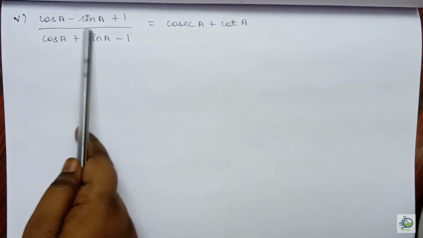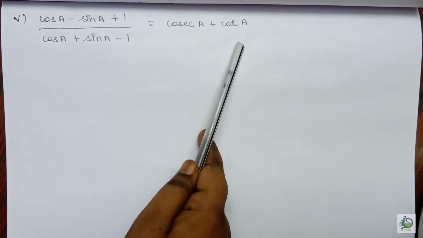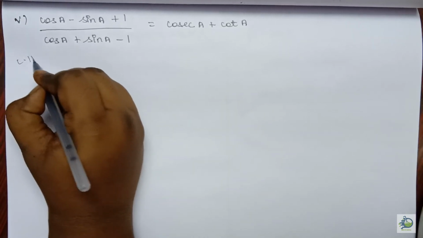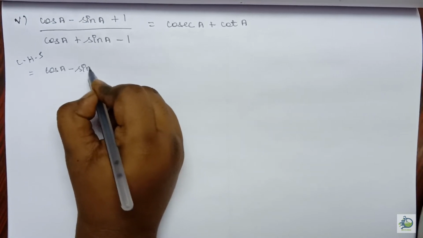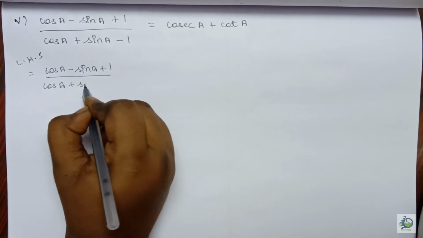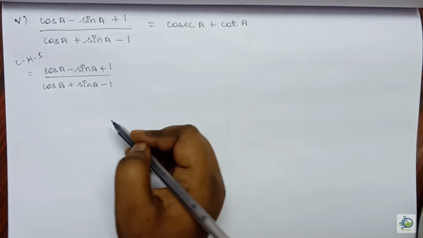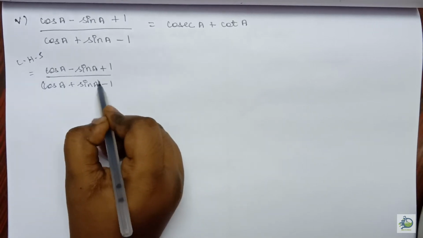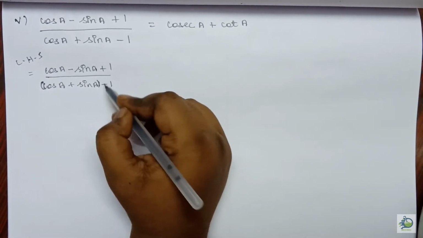It is given cos A minus sin A plus 1 divided by cos A plus sin A minus 1 equals cosecant A plus cot A. We have to prove this. So let us take the LHS. In the LHS, it is given cos A minus sin A plus 1 divided by cos A plus sin A minus 1. Here we are going to take the conjugate of the denominator. While taking the conjugate, we are going to consider cos A plus sin A as one term and 1 as the other term.